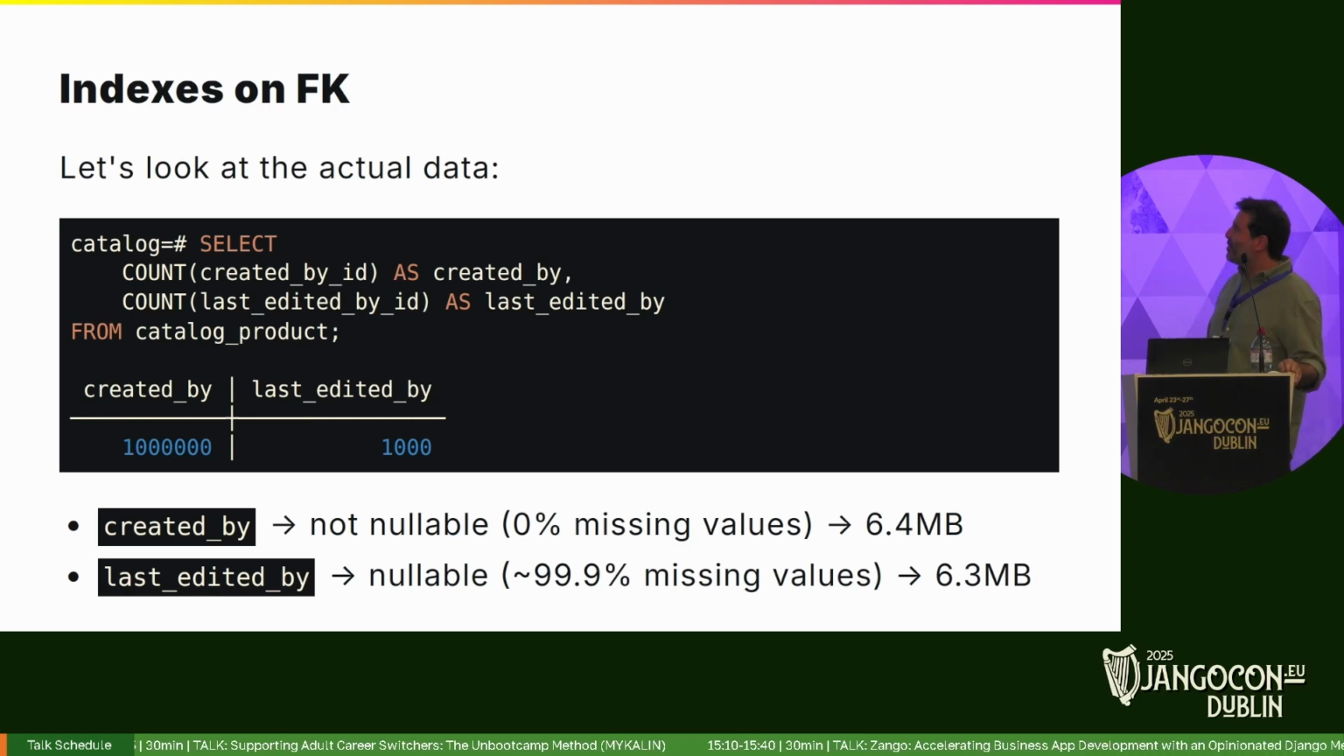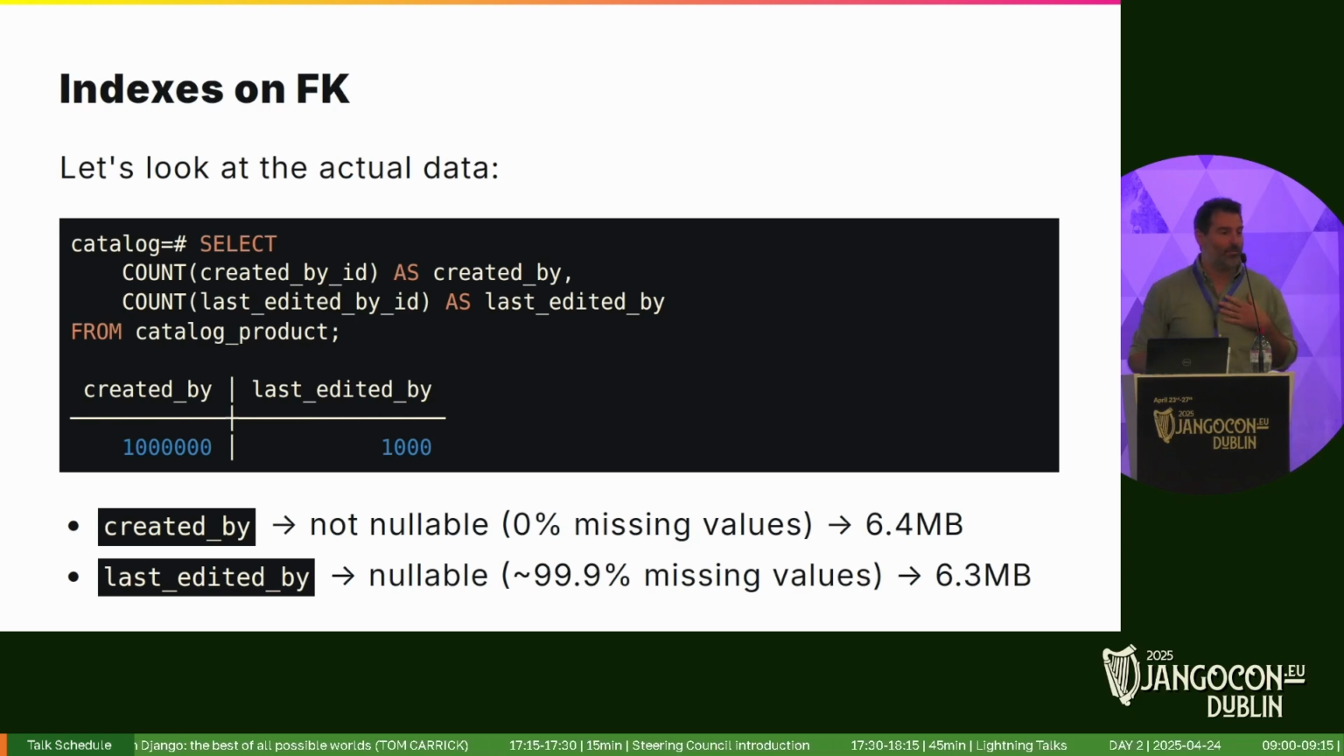Okay, so if we look at the actual data, we see that we have 1 million actual values set in created by. This is a not null field. When we create the product, we set the created by. But last edited, most products are not edited, so most values are null. So we only have 1,000 values. That's less than 0.1%. So most values are null. So if most of the rows don't actually contain a value, how come these indexes are the same size?